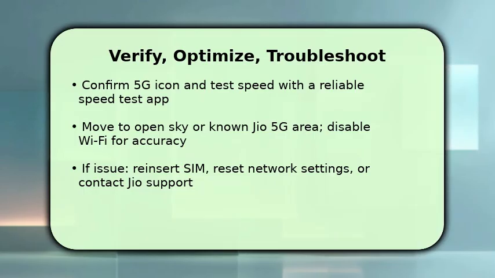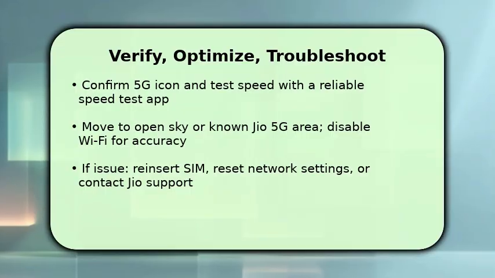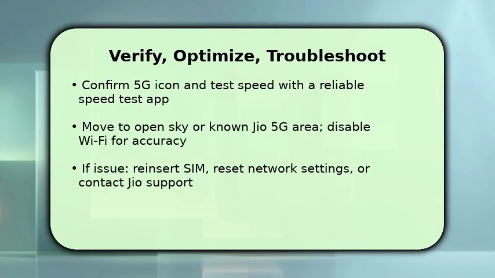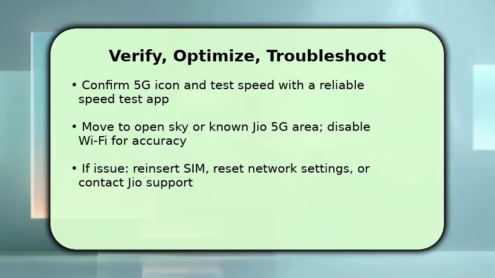You finish by verifying and optimizing the live connection. Check for the 5G icon and run a speed test to confirm throughput. If speeds are low, move to an open area where Jio 5G coverage is mapped. Make sure Wi-Fi is off while testing so results reflect cellular performance.